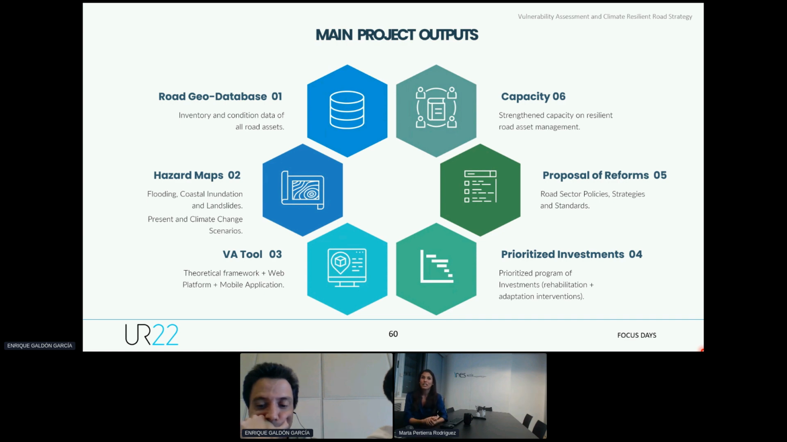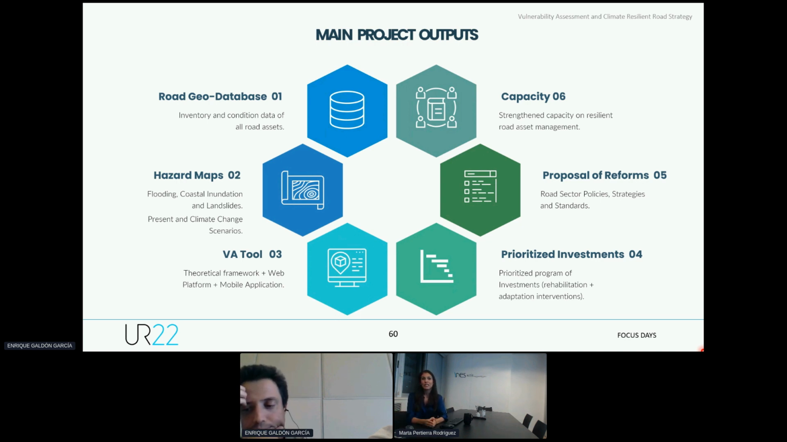The second project output, as I was saying, is those hazard maps that we have developed. Those hazard maps are not sector specific. We can use them for this assessment, but they are there for the government to use for any other purpose. They could assess, for example, the vulnerability of their hospitals or public buildings using those hazard maps. So they also have great value in terms of disaster risk management for other sectors of activity.